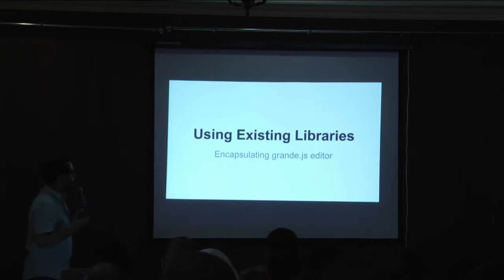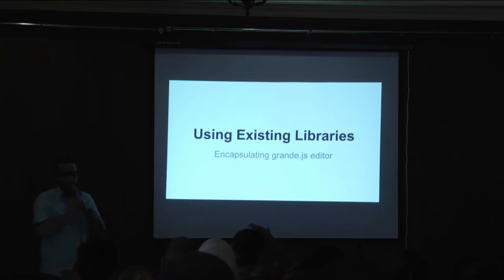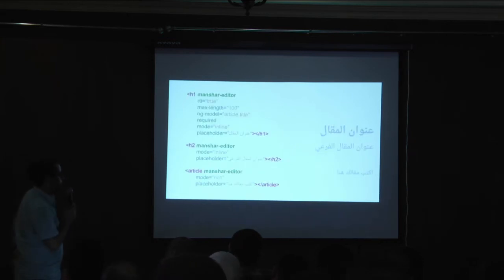One is Grande.js. It's an open source library, you can look it up. It basically gives you an editor view with formatting options, and we wanted to use it in Unsure because we thought it's a good match. So we encapsulate it using a directive, and we wanted to use it for multiple things.